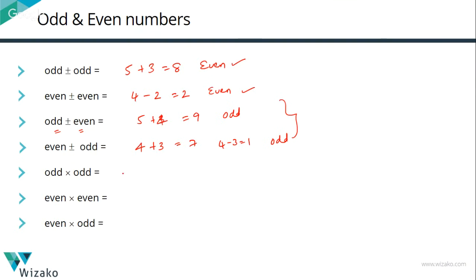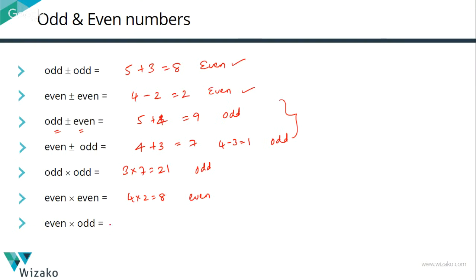Odd into odd is odd. 3 into 7 is equal to 21. It is not just 2 odds. You multiply any number of odds, all of them are odd, the final result is going to be odd. Even into even will be even. 4 into 2 is equal to 8. So this is even. Any number of even numbers, it's not just 2. You multiply 20 even numbers, the product is going to be even.